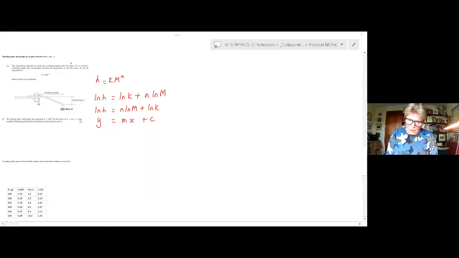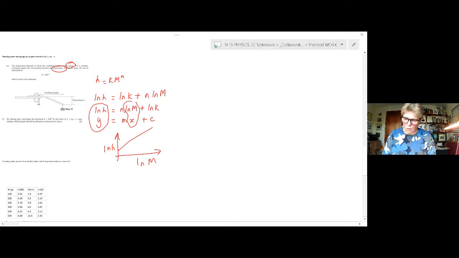Okay, right. So what we're changing here is the mass, and we're also measuring the depression. So we can plot y as log h and log m along the bottom. It's good to ring these, or you can state log m on the x-axis. Be specific, all right? That's what they want to see. Log h on the y-axis, and then say n is equal to the gradient, c is equal to log k.